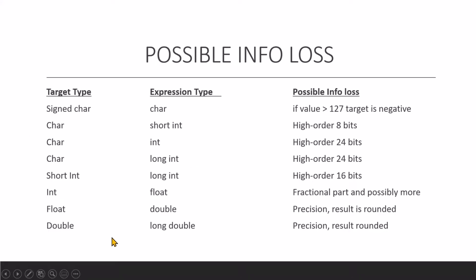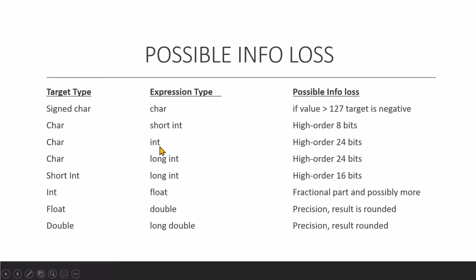So here's a chart of possible information loss depending on target type. So when we move a char type to a signed char type, if the value is greater than 127, we know we can't represent positive 128 when we have a signed character type, so the target will be negative. When we are moving a short int type to a char type, we will lose the high order bits, or the high order 8 bits, I should say, as we just saw.